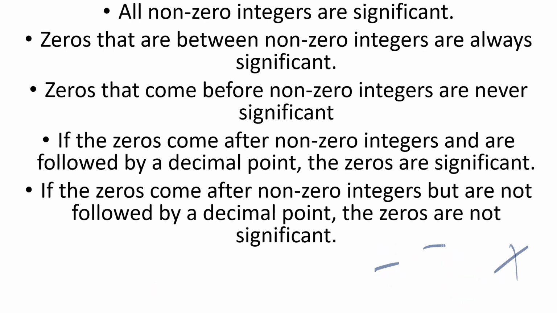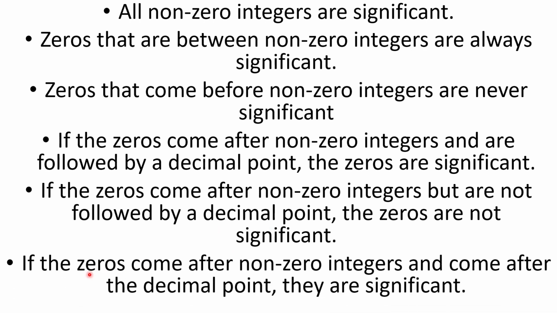Now let's see one last rule. If the zeros come after non-zero integers and come after the decimal point, they are significant. Let me read it once more. If the zero is coming after non-zero integers and comes after the decimal point, they are significant. So they mean like this way. I'll write it over here.